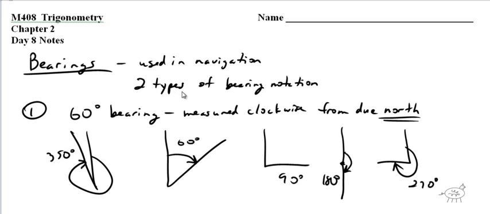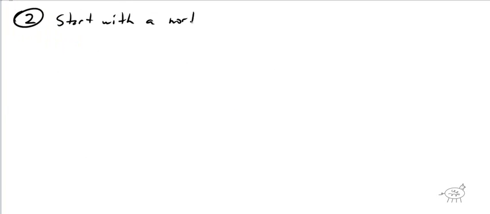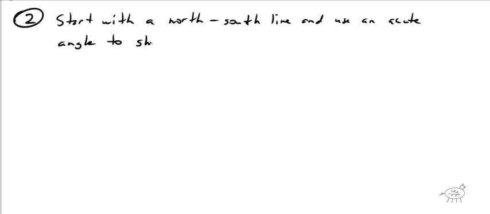And the second type of bearing is, so let me put, the second type is you start with a north-south line and use an acute angle to show direction, east or west, from this line.